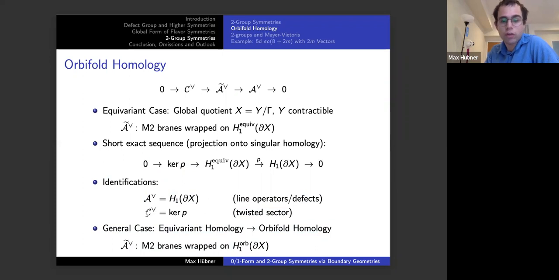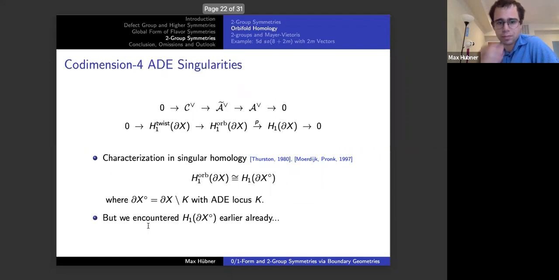Now, in a more general case where we're not given the geometry as a global quotient, we should replace equivariant homology with orbifold homology, which replicates this locally. And then our claim is that this class of line operators are realized by wrapping M2 branes on orbifold one cycles. So here I've written out these short exact sequences, the field theory one and the geometry one, and this leftover piece we're going to call the twisted sector.